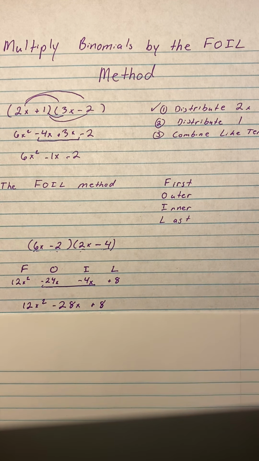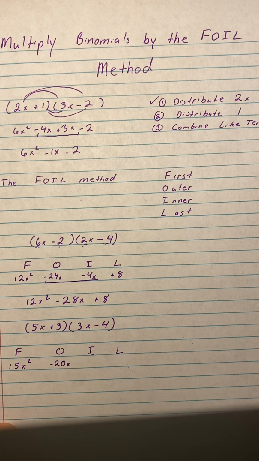The O is the outer terms, the ones on the very outside. So that's 5x times negative 4 is negative 20x. I stands for inner, so that is going to be the 2 inside terms, 3 times 3x. Well, that's 9x. And L stands for the last terms, the last number in each set of parentheses. 3 times negative 4 is negative 12.